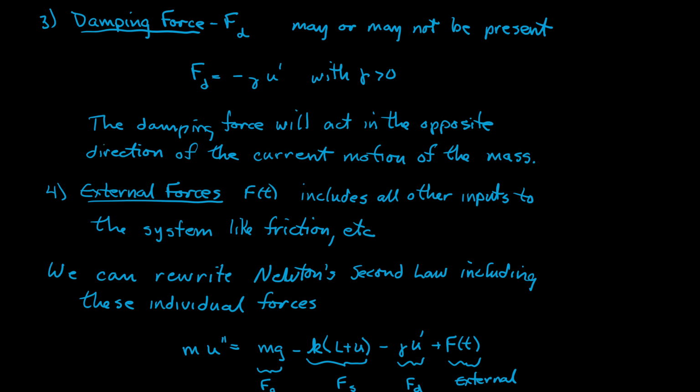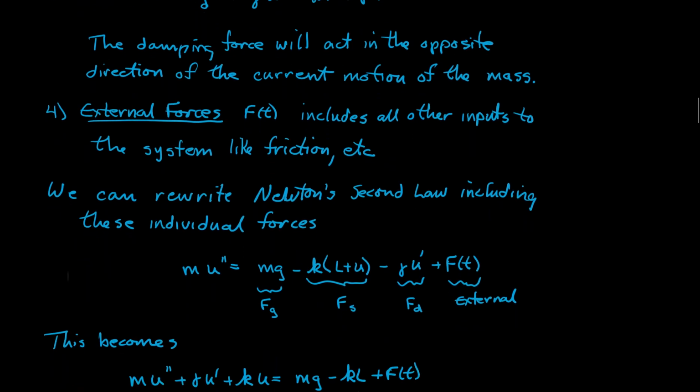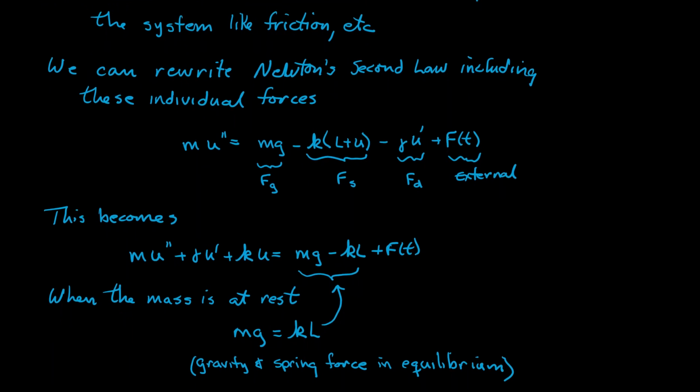A fourth type of force is what is referred to as external forces. They include other inputs to the system like friction and things of that nature. Okay, so what we can do here is rewrite Newton's second law, and what we'll wind up with when we include all four types of forces is the mass times acceleration. Remember, this was mass times acceleration equals force, but we have four different types of force on the right-hand side, all of which combine to give us the total force. Those forces are the force due to gravity, the force due to the spring, the force due to a damper, and the force due to external situations, external being outside of the spring and the mass itself.